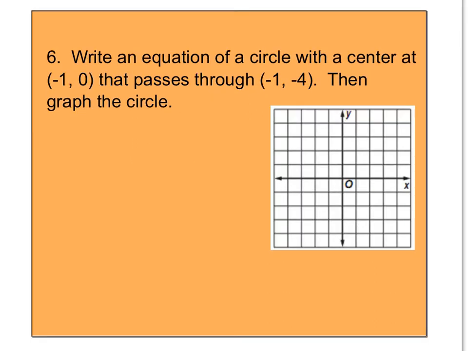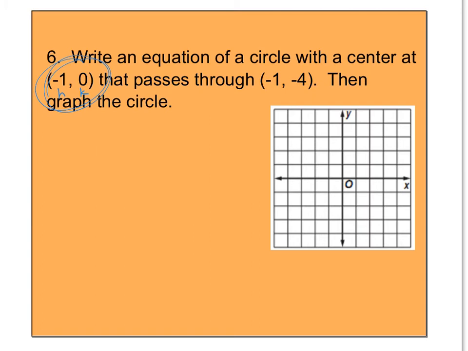Write an equation of a circle with a center at -1, 0 that passes through -1, 4, then graph the circle. Okay, you guys, we know the center. We know this is going to be our h and this is going to be our k, but we don't know the radius yet. So I think it's actually going to be easier to graph it first. Let's put a dot at the center, -1, 0. So please put a dot at that point.